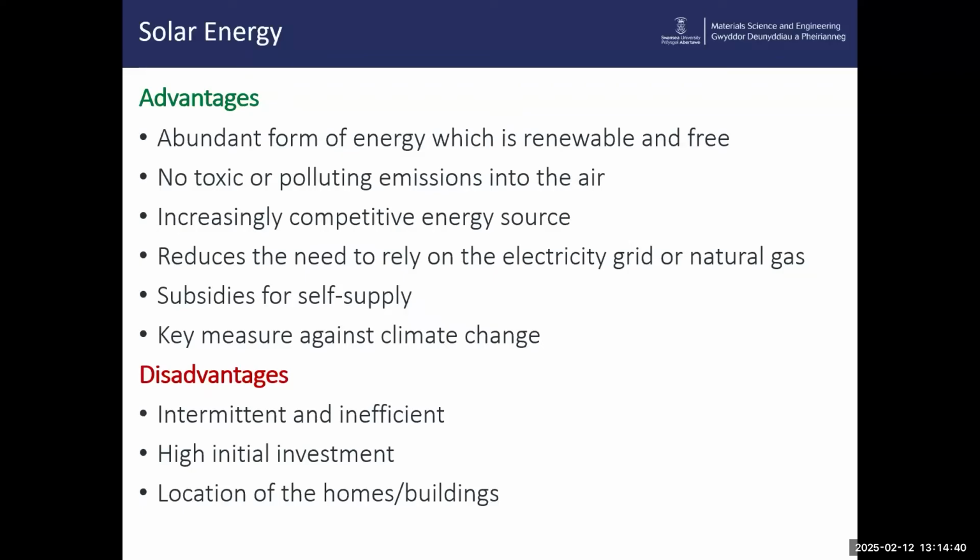These materials are relatively expensive to purchase and manufacture. And something to think about is the location of the homes and buildings. Not every building will be very well suited to solar energy.